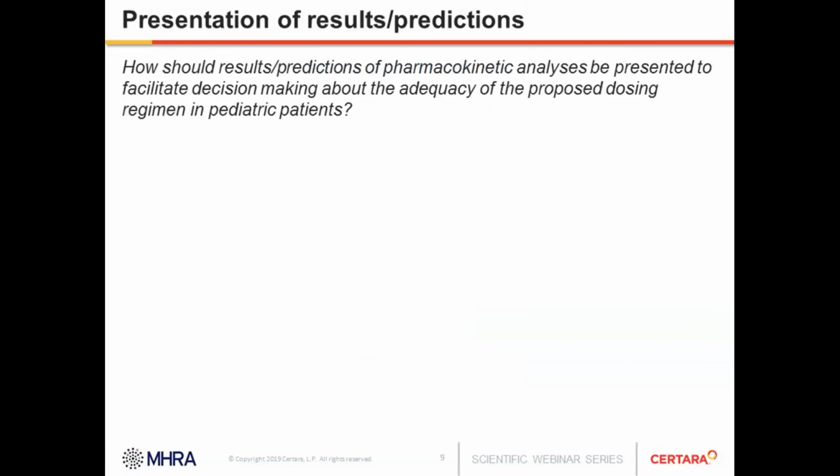Okay, so we're going to touch on the first Q&A. This is about presentation of results and predictions. So how should the results and predictions of a pharmacokinetic analysis be presented to facilitate decision-making about the adequacy of a proposed dosing regimen in pediatric patients?